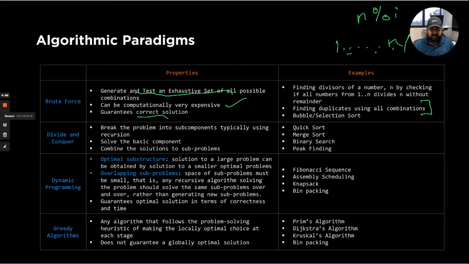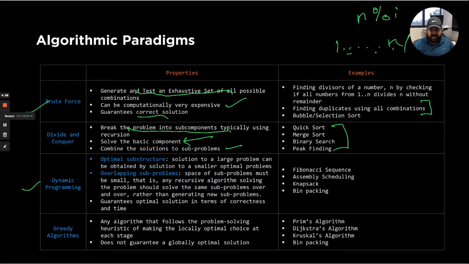The second paradigm is the divide and conquer paradigm. It breaks the problem into subcomponents, which is typically done using recursion, since it's easier to represent these problems using recursion. We saw already quick sort, merge sort, binary search, or the 1D peak finding algorithm. If you remember what we covered in the first week, all of those fall under this category of divide and conquer. We divide the problem into smaller chunks, we solve the basic component, and then we combine the solutions to these sub-problems to generate a larger solution.